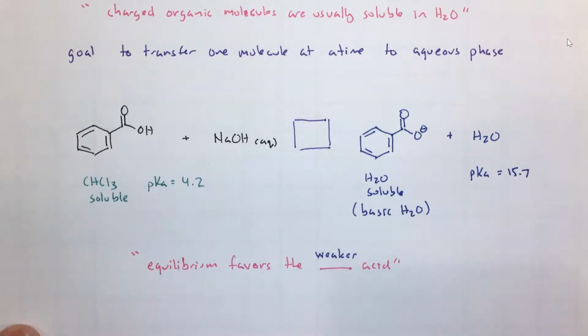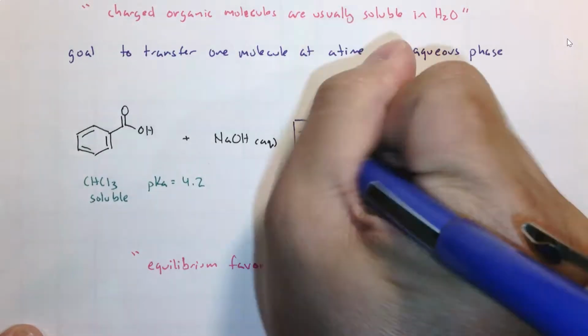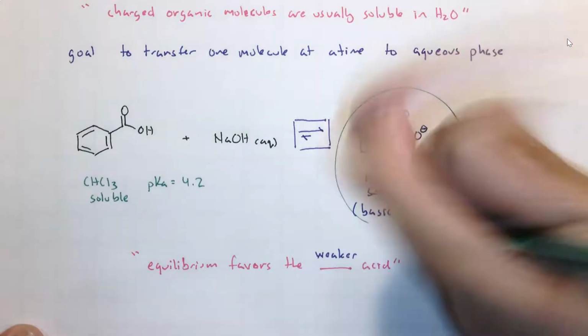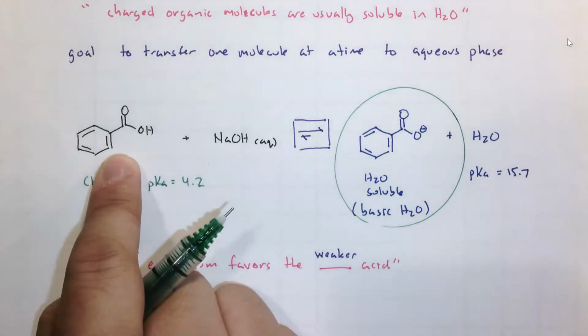Which is a weaker acid? This is a weaker acid. That means we get a lot of this. We get the equilibrium going to the right-hand side, and we get most of this. Great. We're able to get this out of the organic phase and into the water phase.